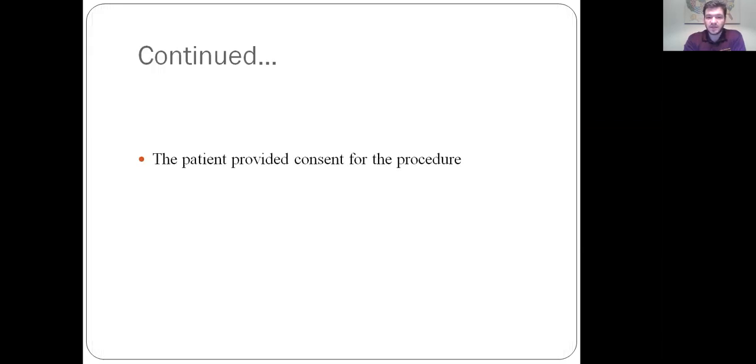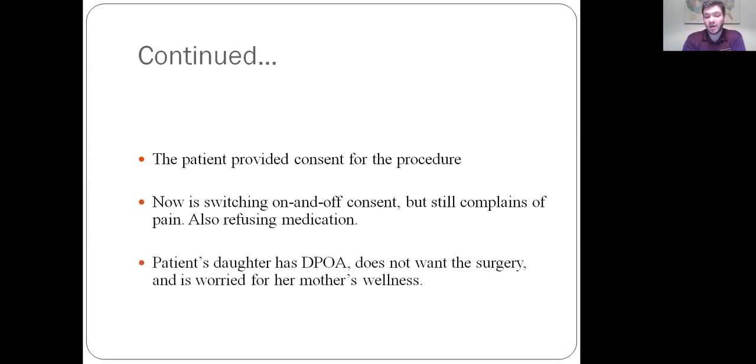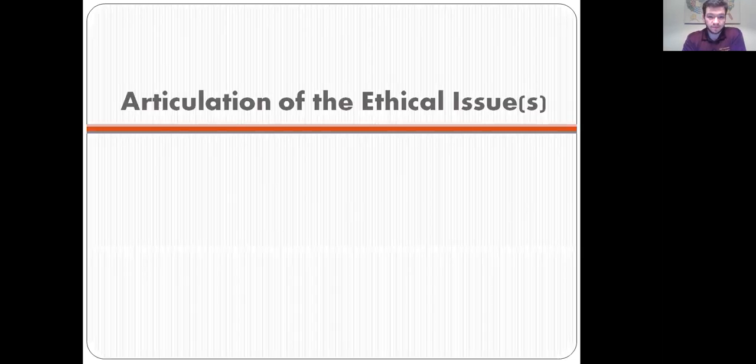So the patient initially had provided consent for the procedure, but is now wavering on and off, kind of flip-flopping on the consent, but is still complaining of the pain and is also now refusing medication to help treat the pain. The patient's daughter has durable power of attorney in a case like this and does not want the surgery. She thinks it's too risky, too dangerous, and is worried for her mother's wellness in general.